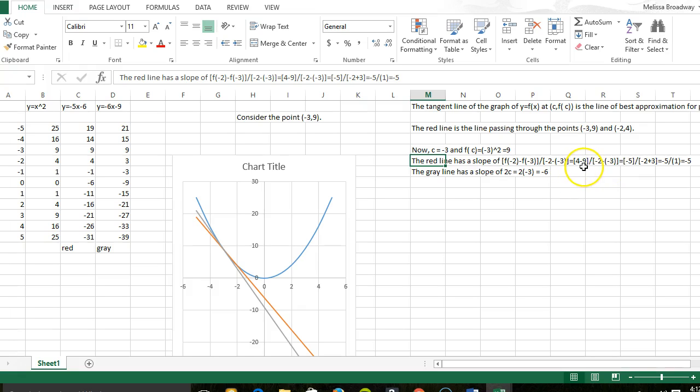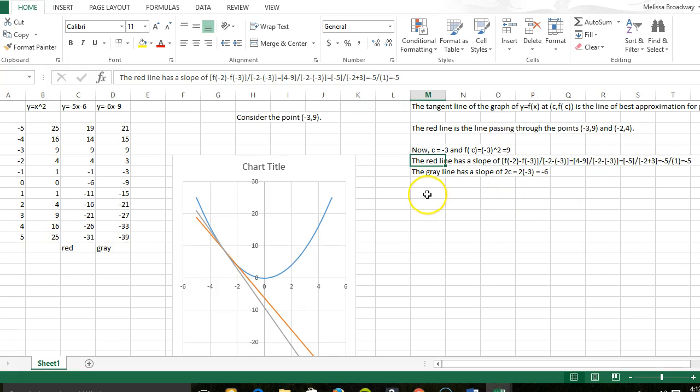So now 4 minus 9 is negative 5. Negative 2 plus 3 is positive 1. So we get negative 5 here, 4 minus 9, and positive 1 for negative 2 plus 3. So negative 5 over positive 1 is negative 5. So that's the slope of our red line.